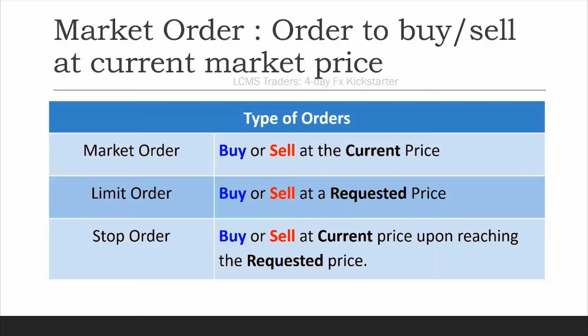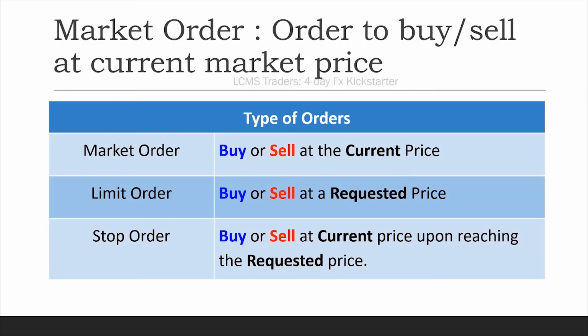A stop order, so a buy stop or sell stop, is to buy or sell at the current price upon reaching the requested price. That's a bit nitty-gritty to deal with, but what it means is that it's going to buy at the current price once it goes towards that point. So once it drops lower, at that point it will start selling all the way lower, or when it goes up, it will buy, for it to go any higher up. I hope that makes sense to you. There are three orders that you can use.